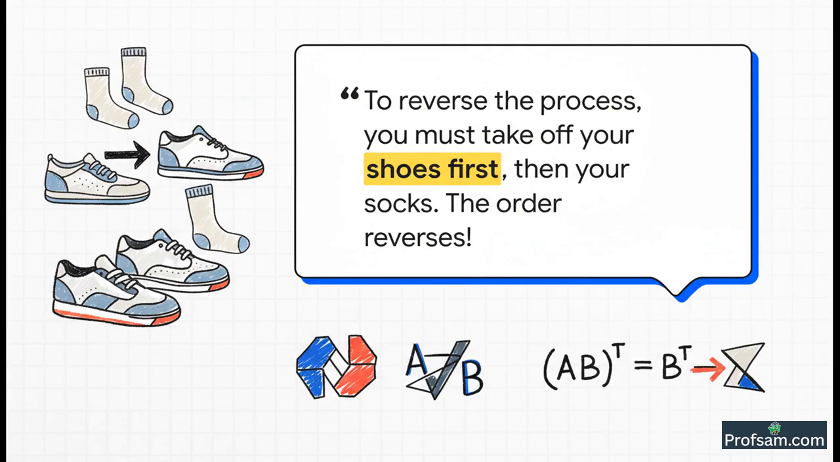Think about getting ready in the morning. You put on your socks first, and then you put on your shoes, right? Now, to reverse this process, to undo it, can you take your socks off first? No way! You have to take your shoes off first and then your socks. The order of the operation gets reversed. It's exactly the same with the transpose of a product.